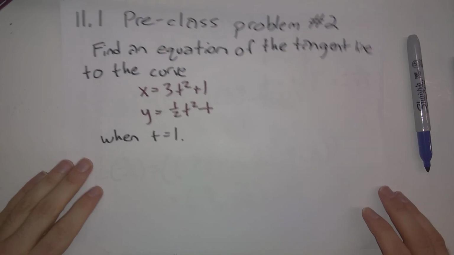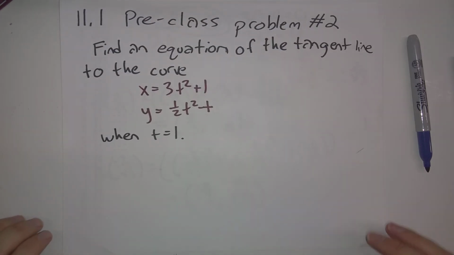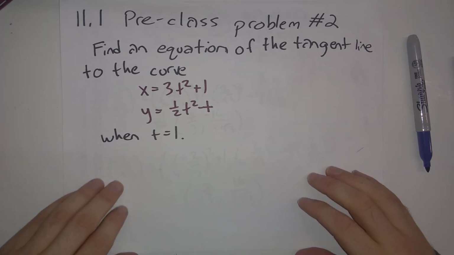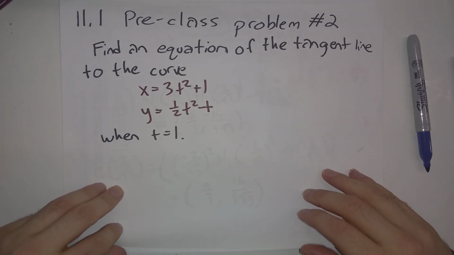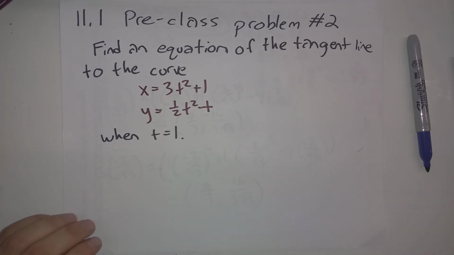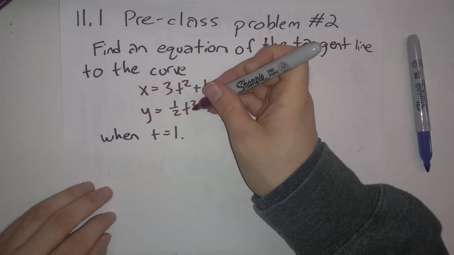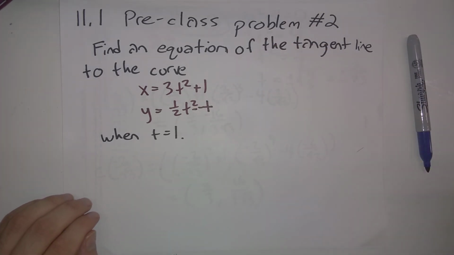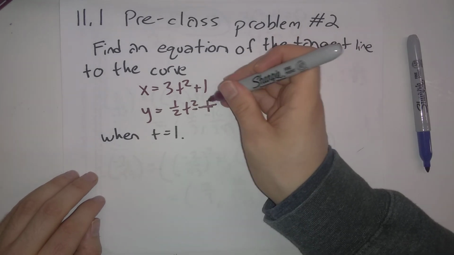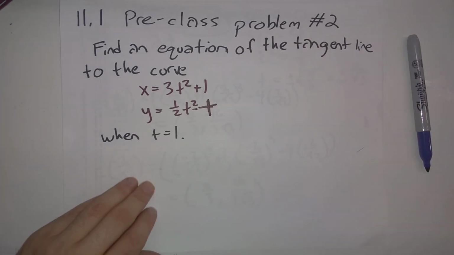So here is our second pre-class problem for the section. So please find the equation of the tangent line to this curve. X is 3t squared plus 1, and y is, let me write that a little bit more clearly, 1/2 t squared minus t, when t is equal to plus 1.